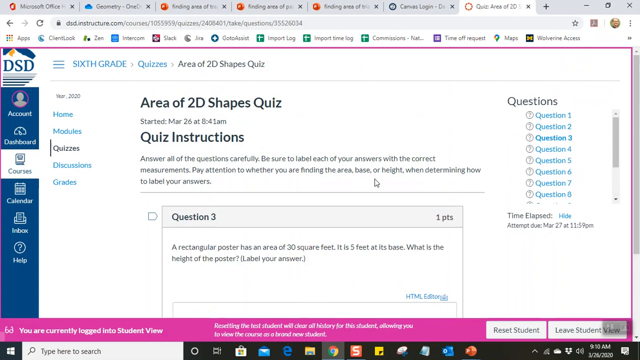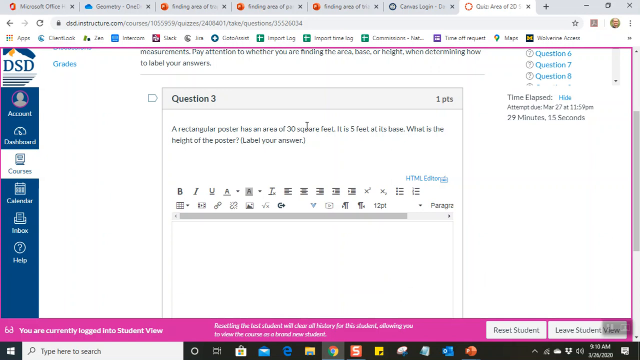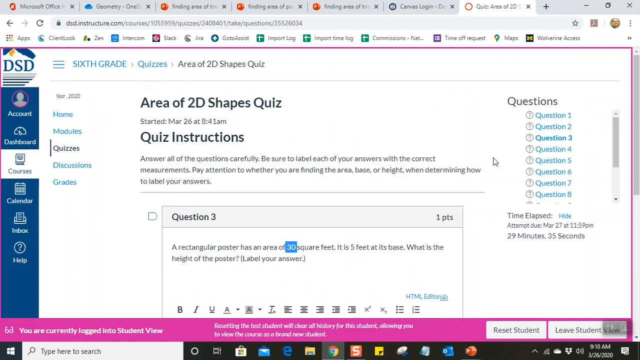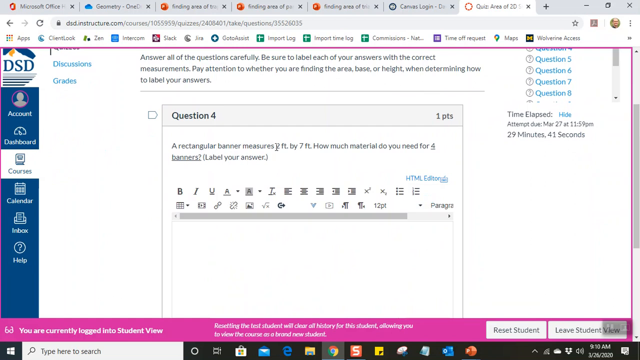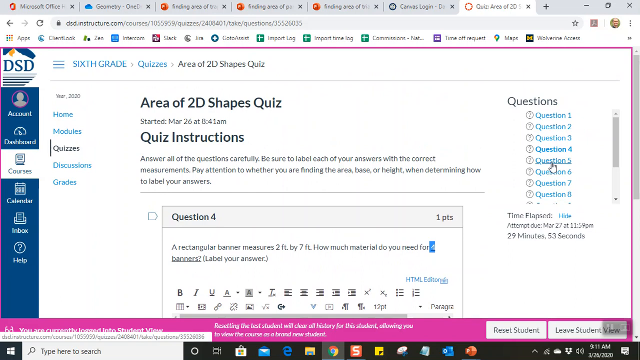Question 3. A rectangular poster has an area of 30 square feet. So now you have the area, and now you have one side, 5 feet. So if I find area by going length times width, and I already have the base, which base times height is the same as length times width, 5 times what would give me the 30? Okay, question 4. A rectangular banner measures 2 by 7, so find its area. How much do you need for 4 banners? So once you find the area of 1, you need to then find the area of 4.